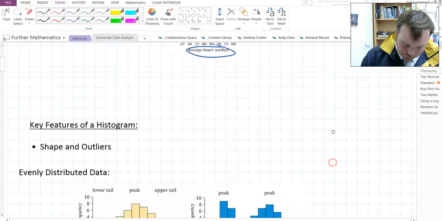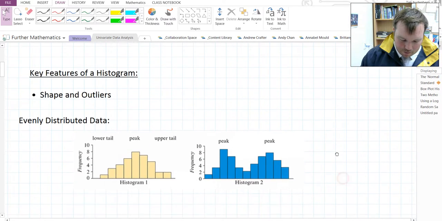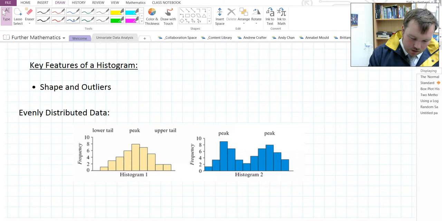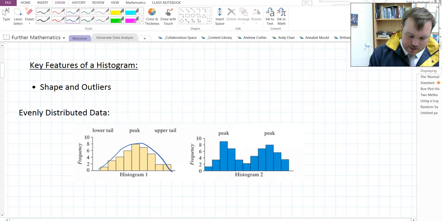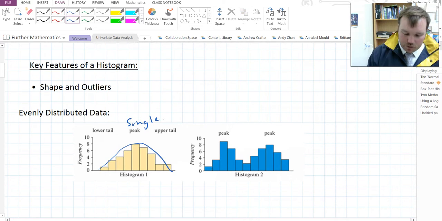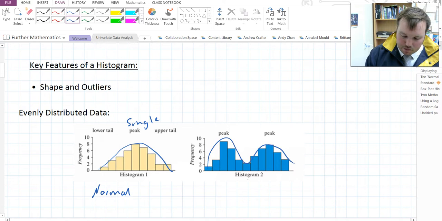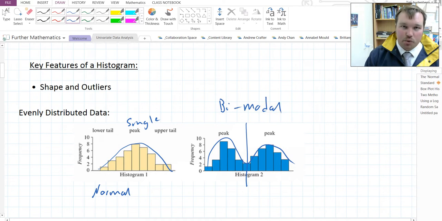Alright, so key features of a histogram. We can have two types of evenly distributed data. Evenly distributed like this is a single peak. So single peak, this appears so often we call it normally distributed. And we'll spend an entire week on this later on. It's in the next couple of videos. So that's normal. This is quite unusual, but in theory it's still symmetrical because you can imagine a line of symmetry down the middle. This is called bimodal, meaning there are two modes.